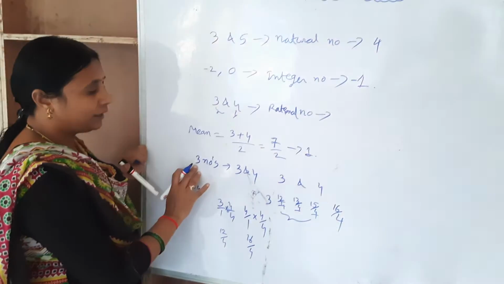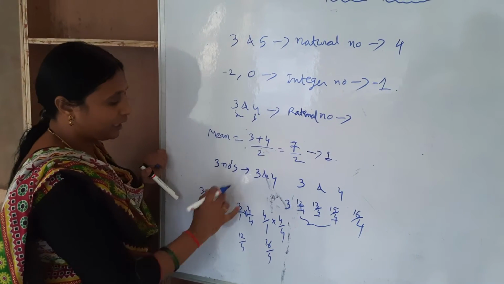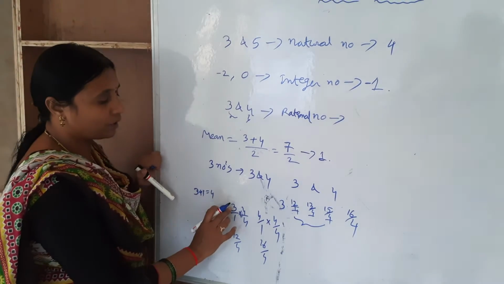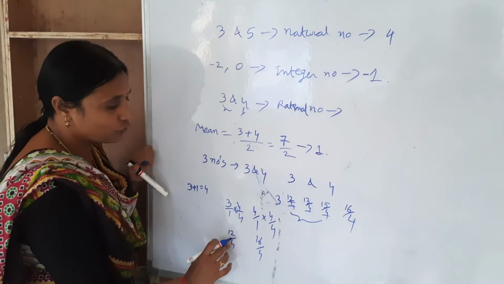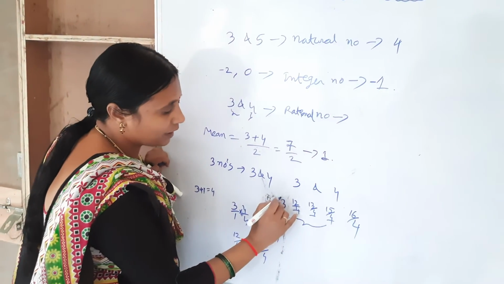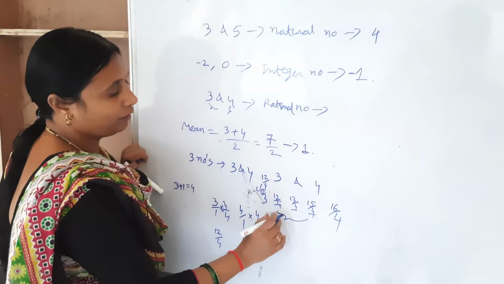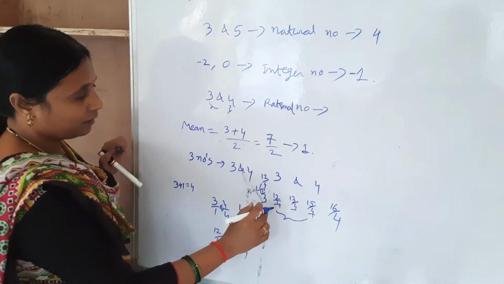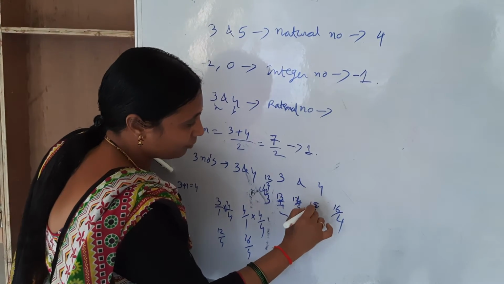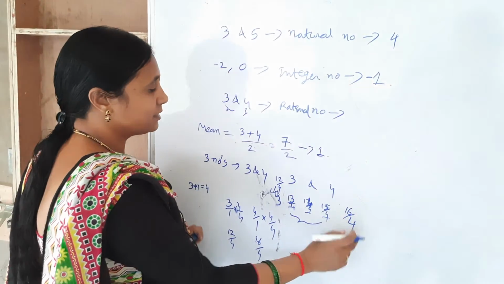We have to add 3 numbers, so we multiply with 3 plus 1, that is 4. 3 into 4 by 4 is 12 by 4, and 4 into 4 by 4 is 16 by 4. Here 3 is represented as 12 by 4. The numbers are 13 by 4, 14 by 4, 15 by 4. The last number is 16 by 4.